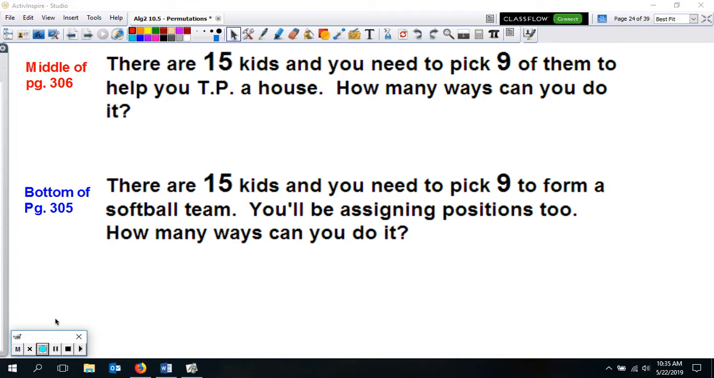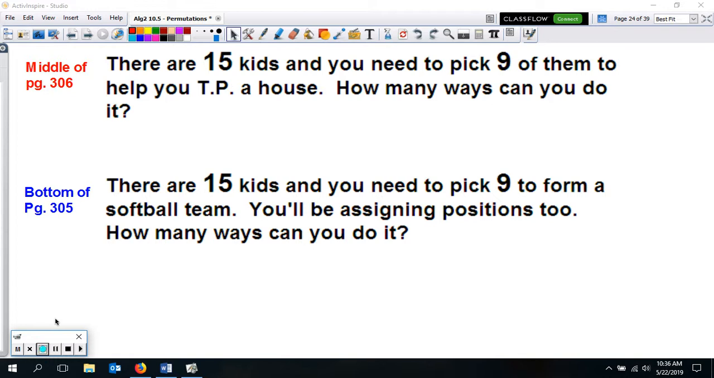Okay, just 2 more examples I wanted to go over. This has kind of a similar feel to it, but one's a permutation and one's a combination. So for the top one, I want you to do this one on the middle of page 306, just right underneath the core concept for combinations. For this one, it says there are 15 kids, and you need to pick 9 of them to help you TP a house. How many ways can you do it?